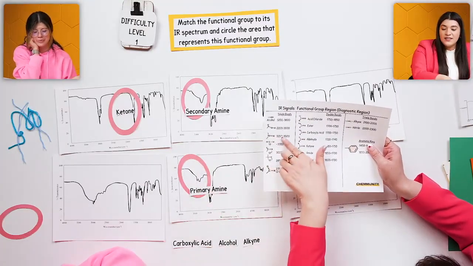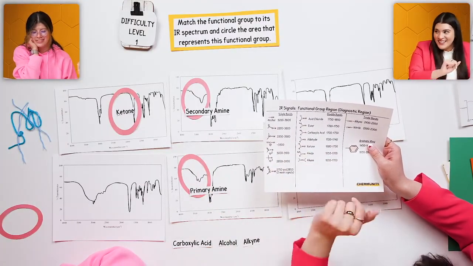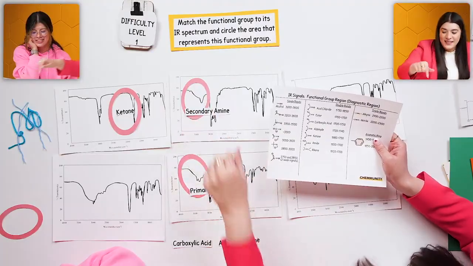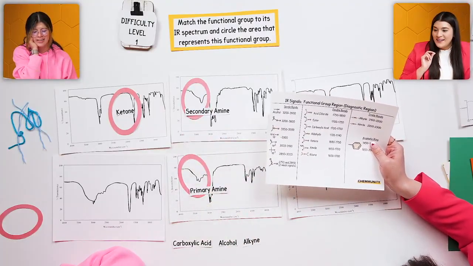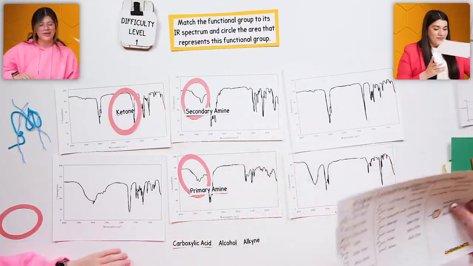What you saw was some sort of amine. What's the trick to that? Secondary, one peak; primary, two peaks. Okay, that helps.